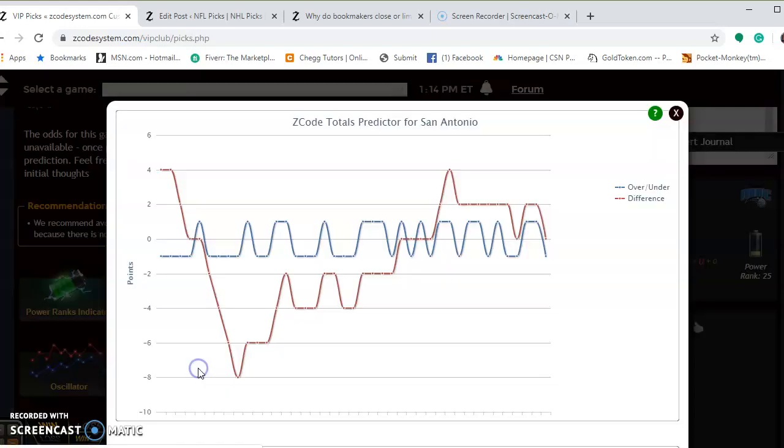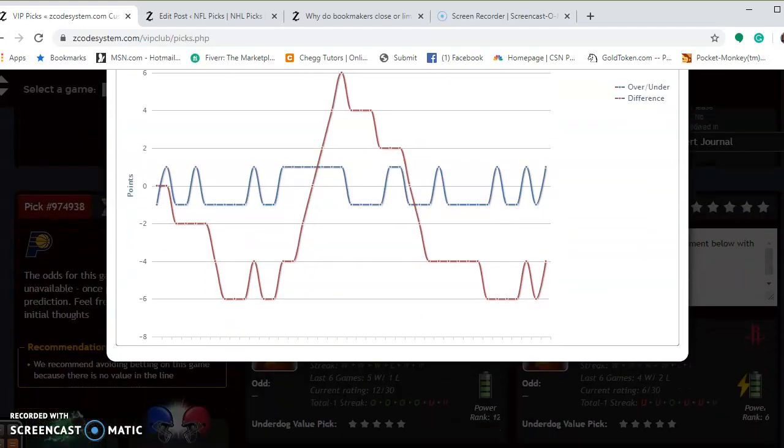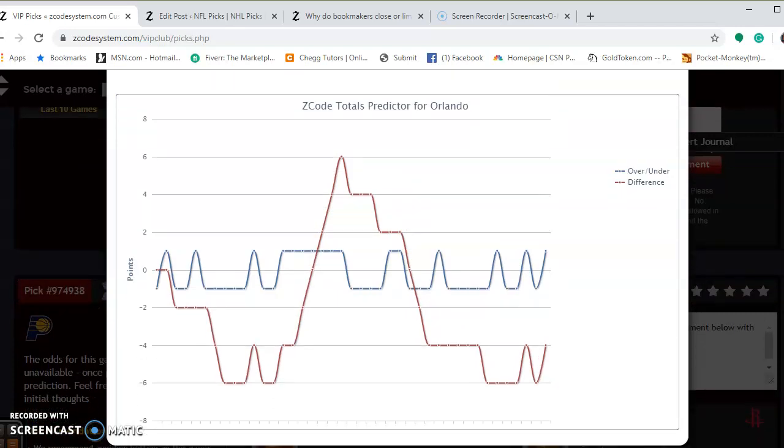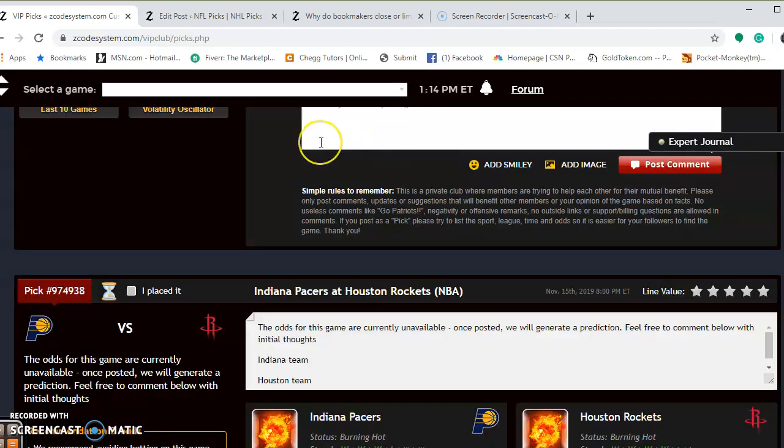If considering the over and under, let's take a look here. You can see that San Antonio was playing in games trending over, and Orlando is playing in games trending under. You should probably avoid betting the over-under, but if you do decide to place a bet, you could go with the under, I would think, because Orlando is trending farther under than San Antonio is trending over. So that's what I would do in that scenario.